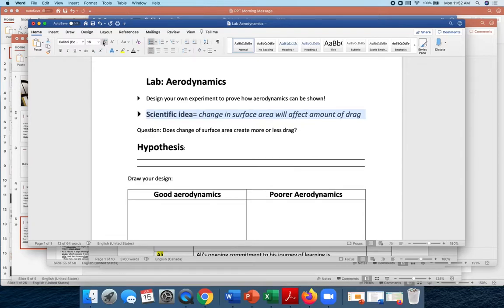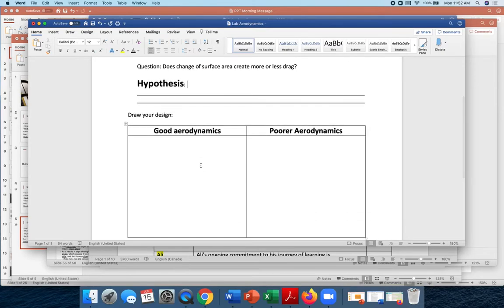Okay, so how does that happen? This is the question: does change of surface area create more or less drag? Okay, so write a little hypothesis. What do you think? Then you need to prove it. So this would be a design of a real life object that shows good aerodynamics, and then the same counter design, which would show poorer aerodynamics.